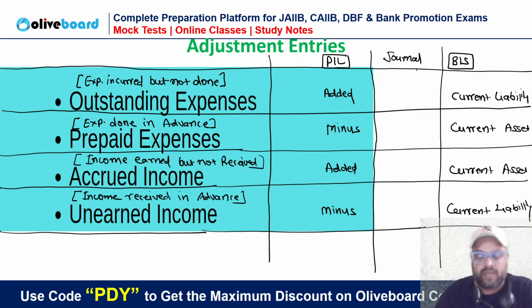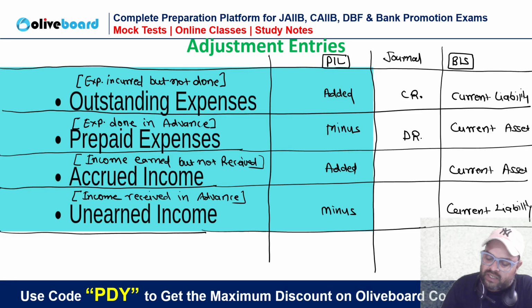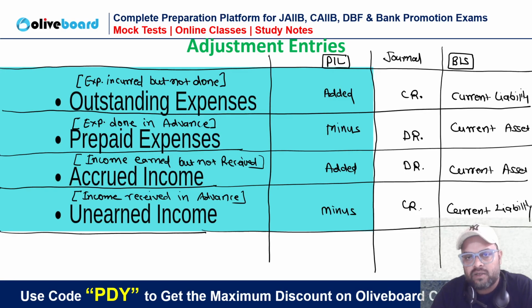What will happen in the journal entry? Because a liability is always credited, outstanding expenses will always be credited. Assets are always debited, current assets are again always debited, and current liability is credited. So when you make the journal entry, outstanding expenses will be credited, prepaid expenses will be debited, accrued income will be debited, and unearned income will be credited.